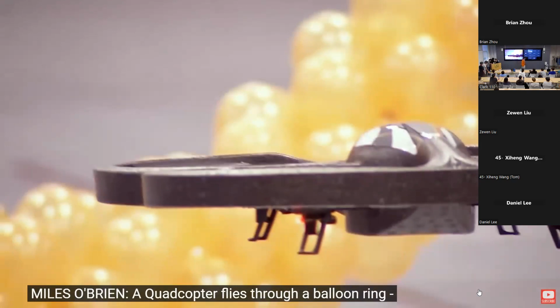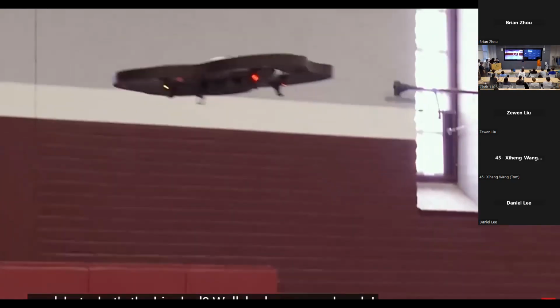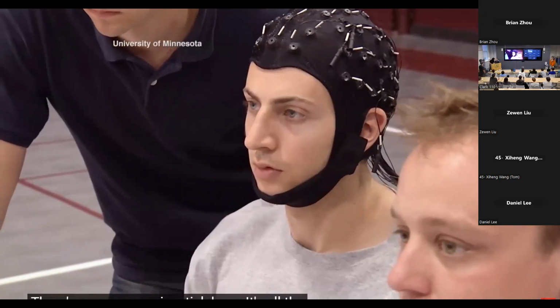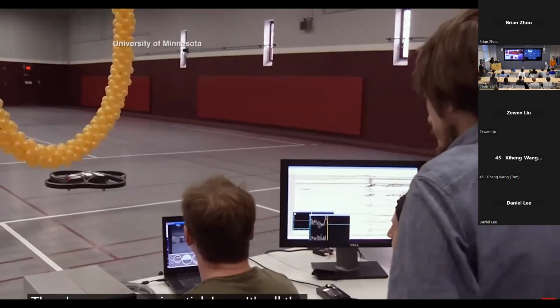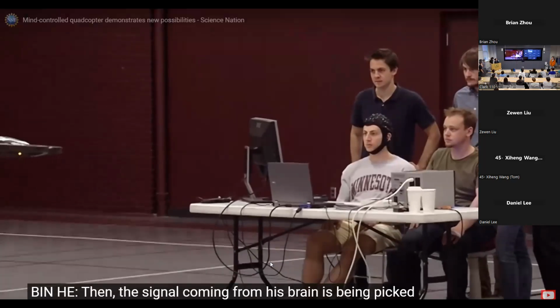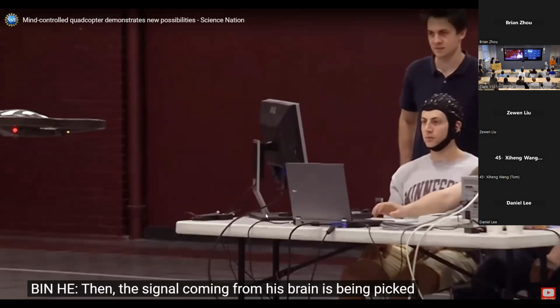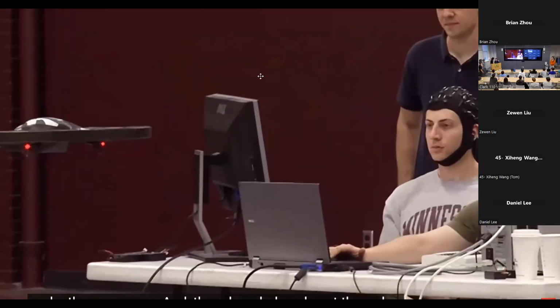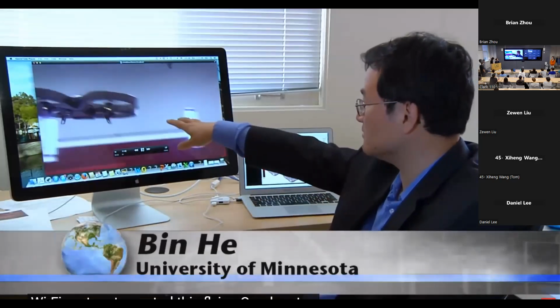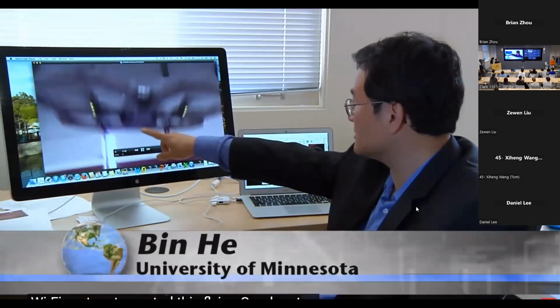A quadcopter flies through a balloon ring. Cool, but what's the big deal? Well, look, Mom, no hands. There's no mouse or joystick here. It's all the power of thoughts. The signal coming from his brain is being picked up by these sensors and then decoded and sent through a Wi-Fi system to control this flying quadcopter.